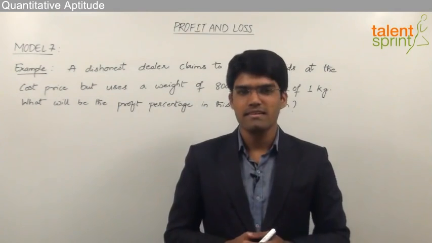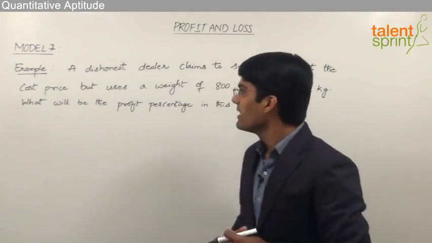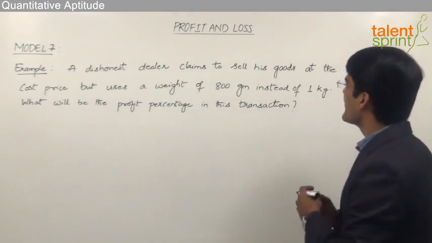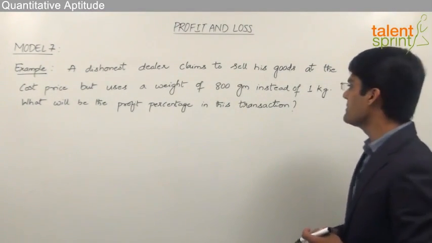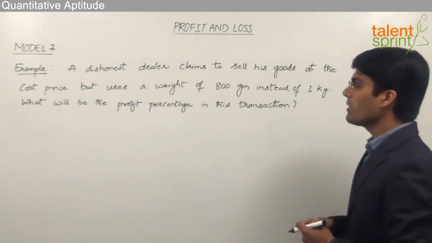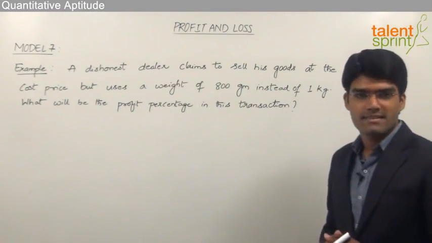Let us now take another interesting question from profit and loss. A dishonest dealer claims to sell his goods at the cost price, but uses a weight of 800 grams instead of 1 kg. What will be the profit percentage in this transaction?